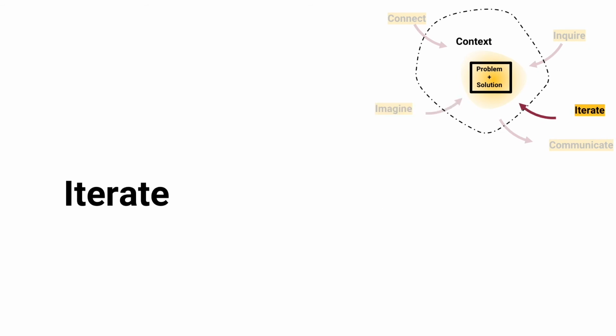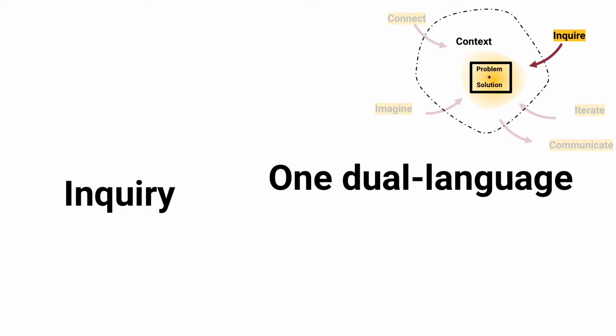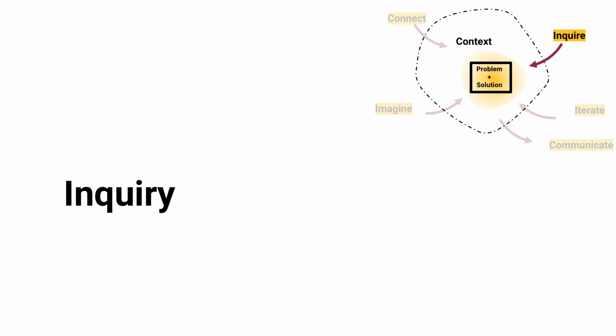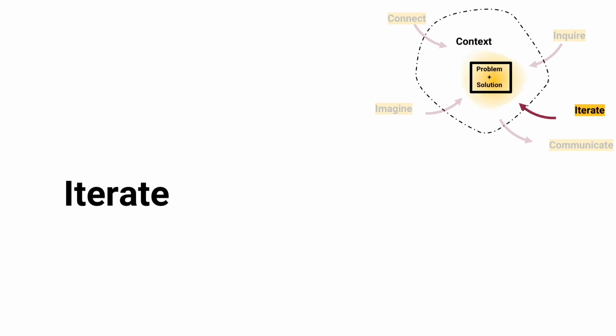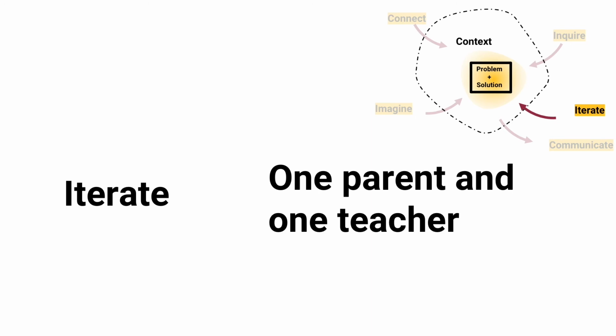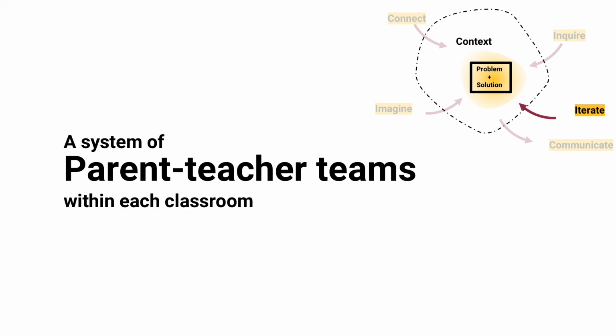We then iterate. We try it out with one dual language parent who works with several other parents. Through continued reflection and inquiry into our results, we discover that the parent isn't prepared for the role and needs extra support. We go back to the drawing board and figure out a few different ways to address the challenge, but ultimately let's say we decide to try pairing that parent with a teacher, having them work together with the parents in that particular classroom. We try it out, reflect, and iterate again, developing a system of parent-teacher teams within each classroom.